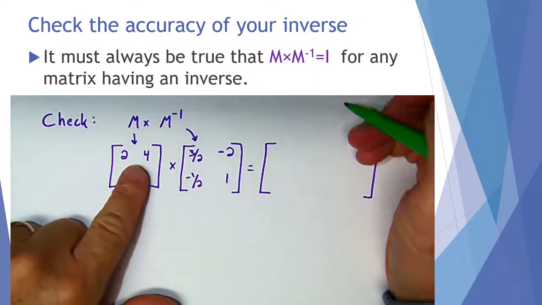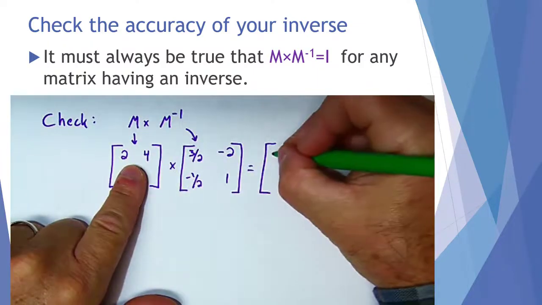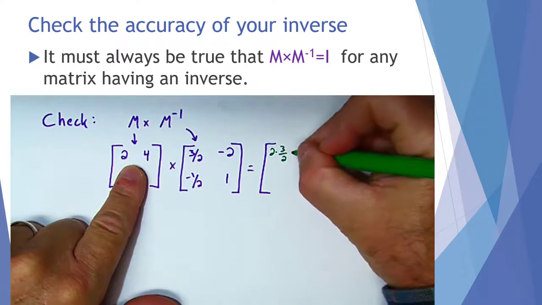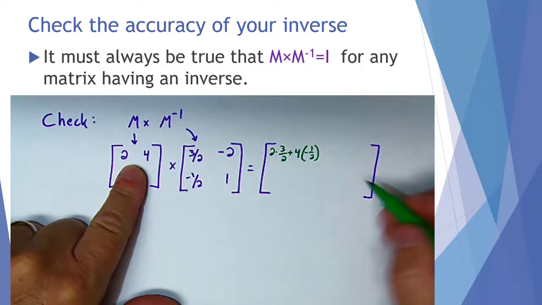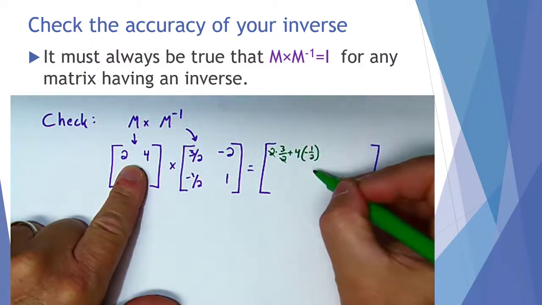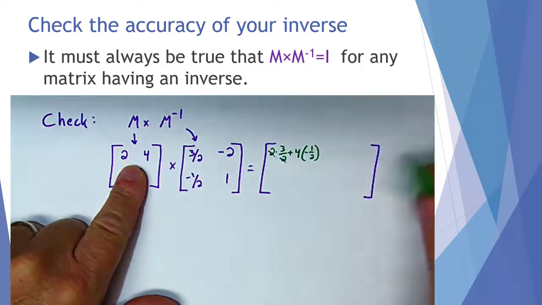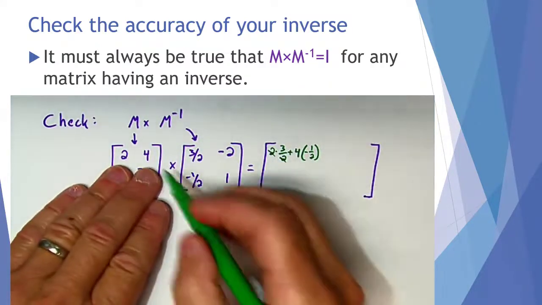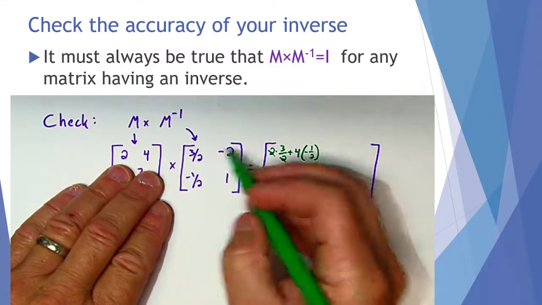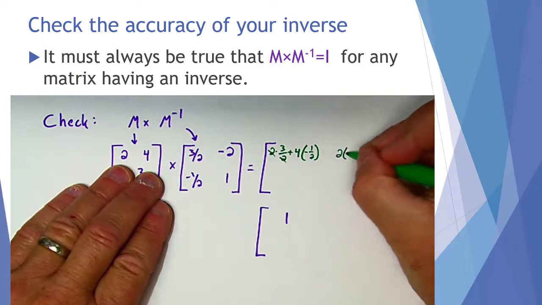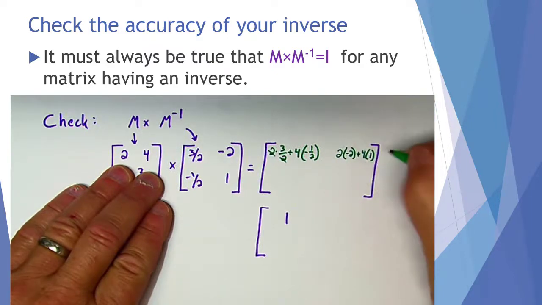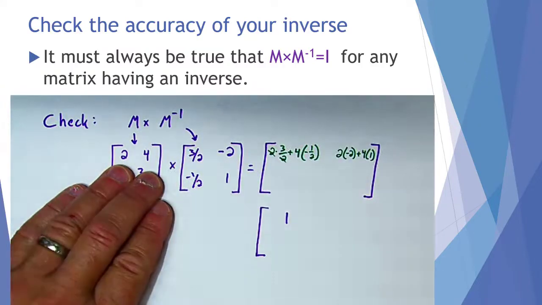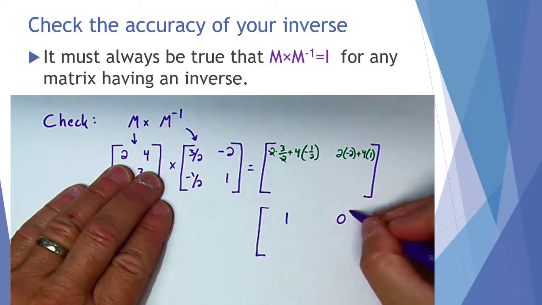So if we find the dot product of the top row and the left column, we have 2 times 3/2 plus 4 times negative 1/2. And if you do that, you'll get 3 minus 2, the top left entry is in fact a 1. What about the top right? Top row dot product with the right column, that's going to be 2 times negative 2 plus 4 times 1. That's negative 4 plus 4. That is a 0, exactly what we'd hope for in the top right.